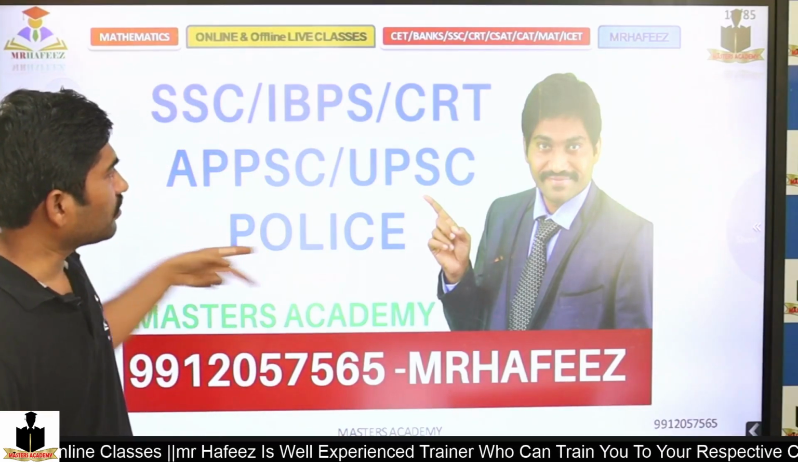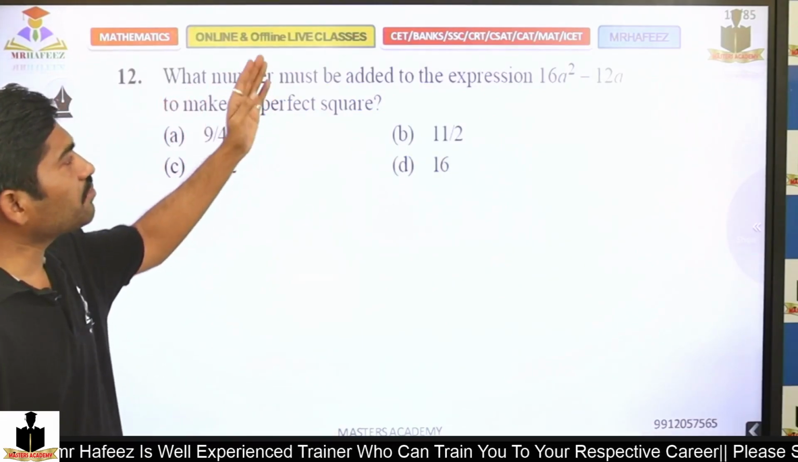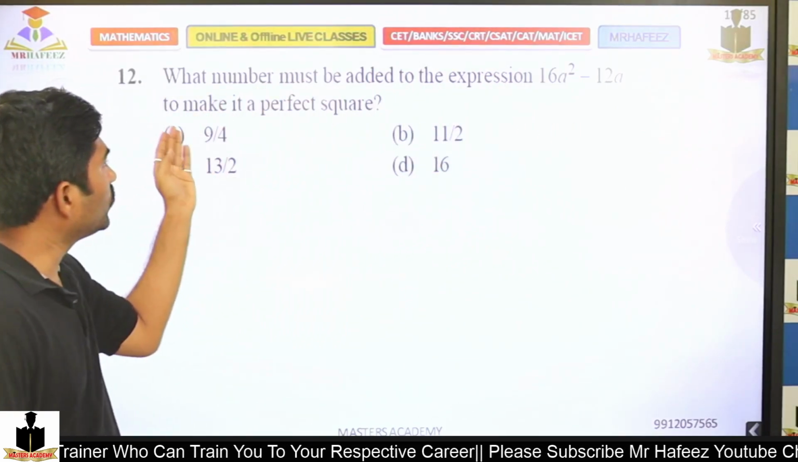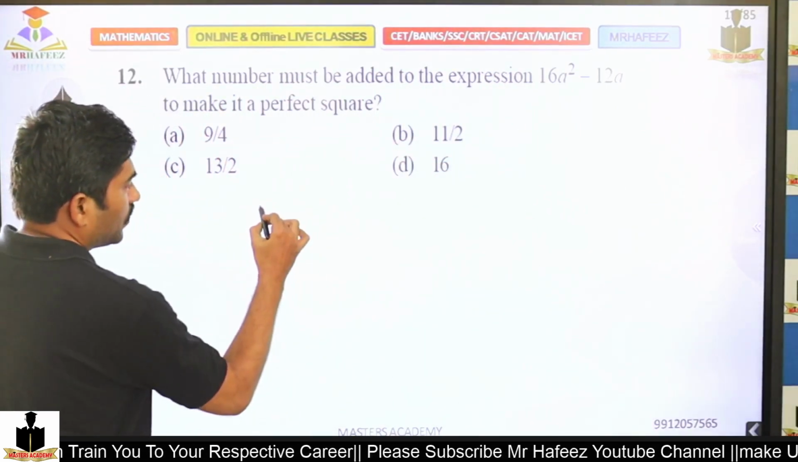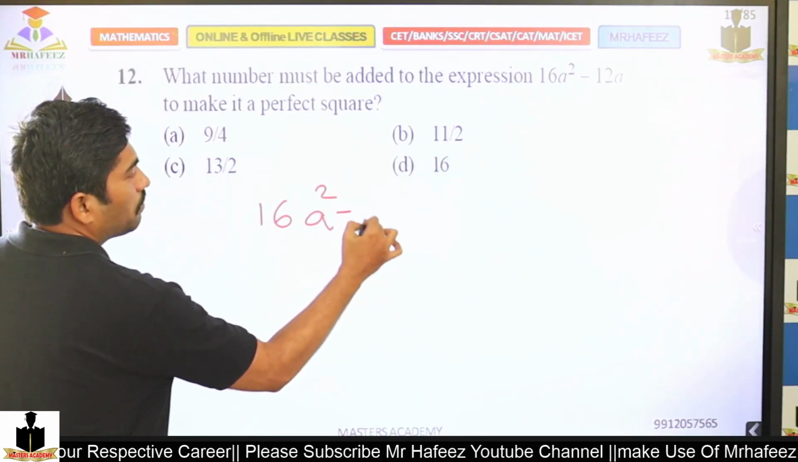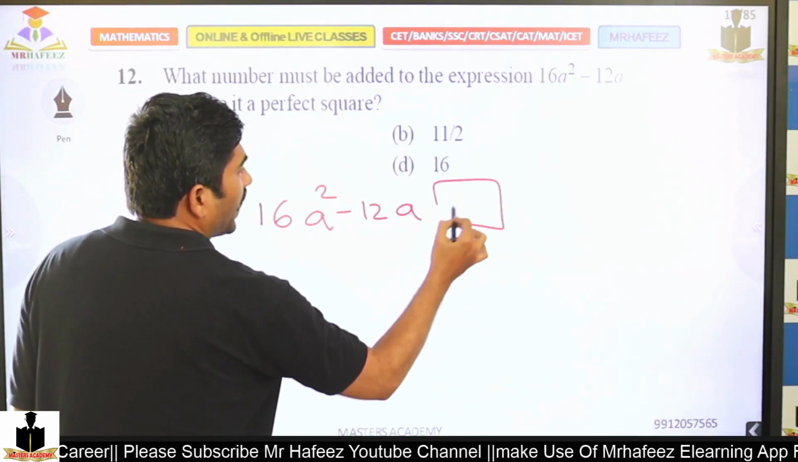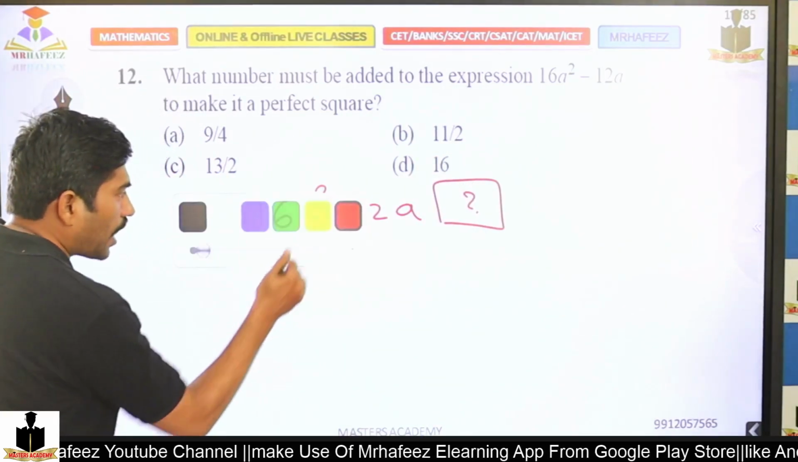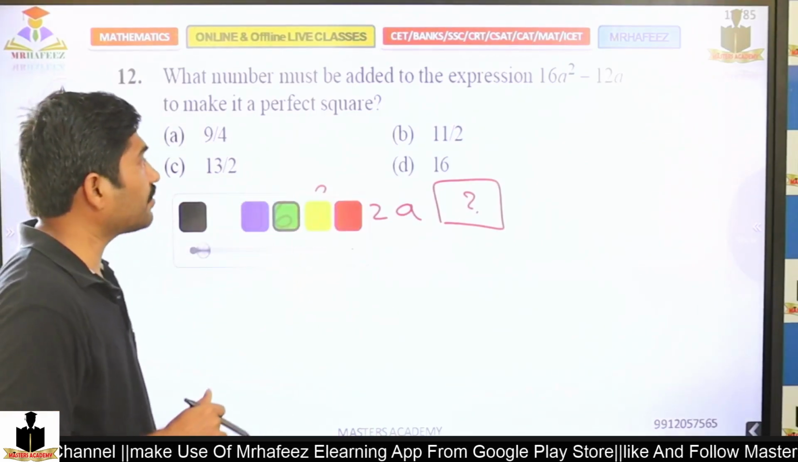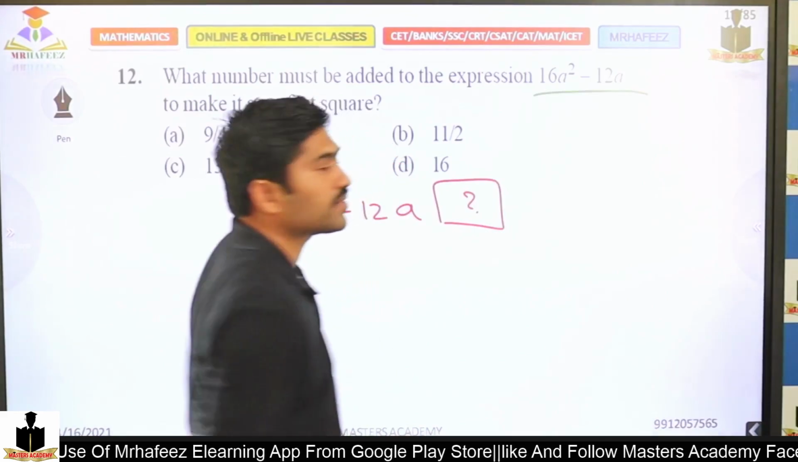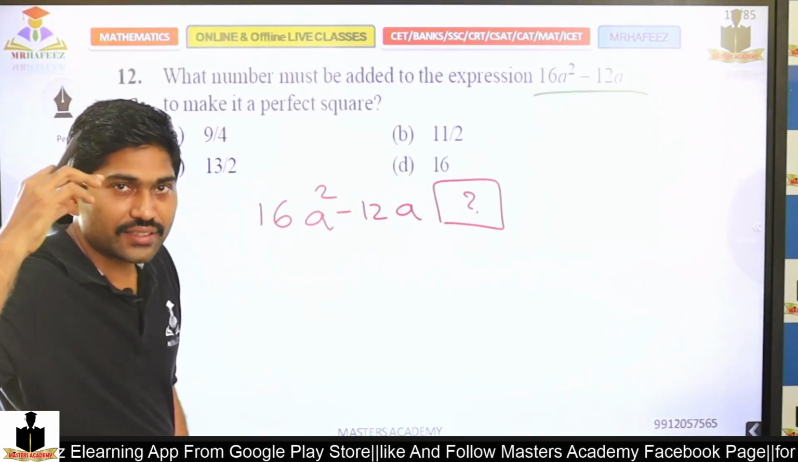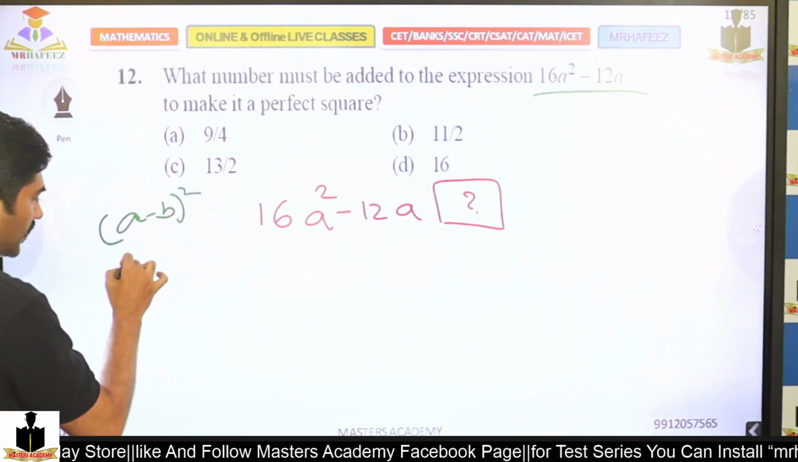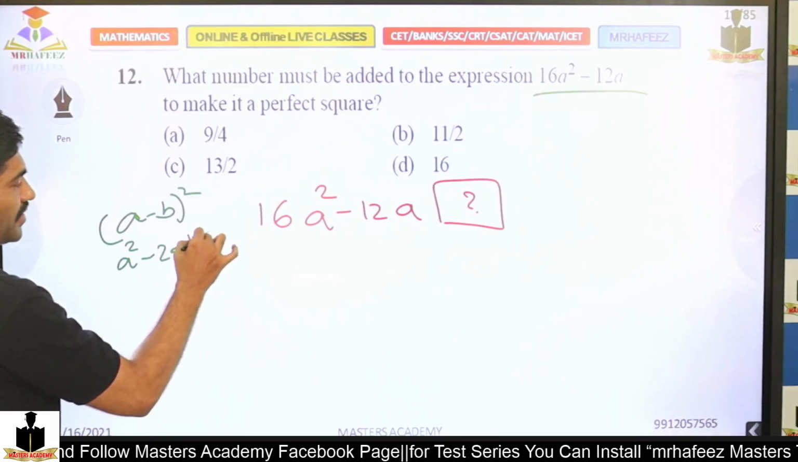Right. Moving. What number must be added to the expression 16a square minus 12a to make it a perfect square? 16a square minus 12a. So what should be added? This is the question. But if you observe it very clearly, you should be able to understand this is just like (a minus b) whole square. That is a square minus 2ab plus b square.